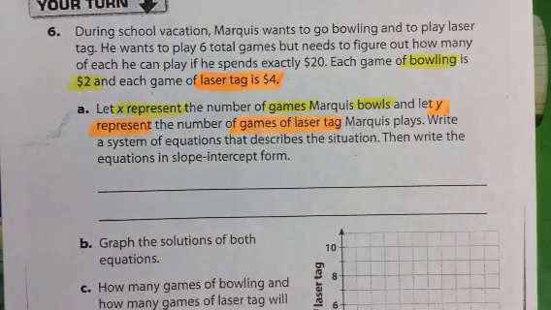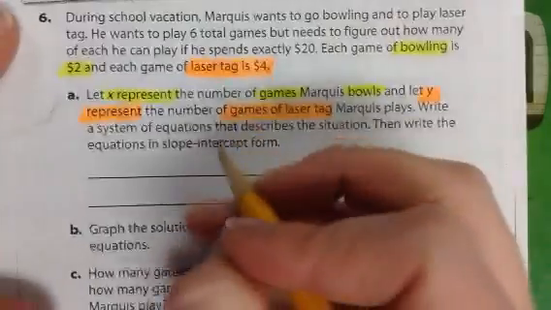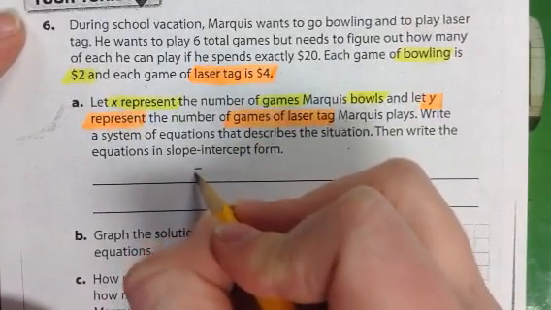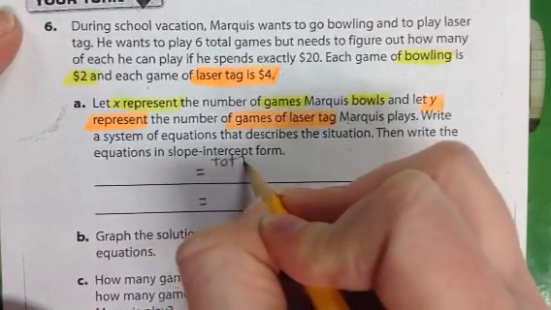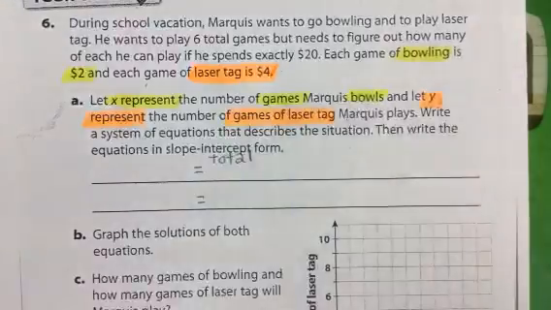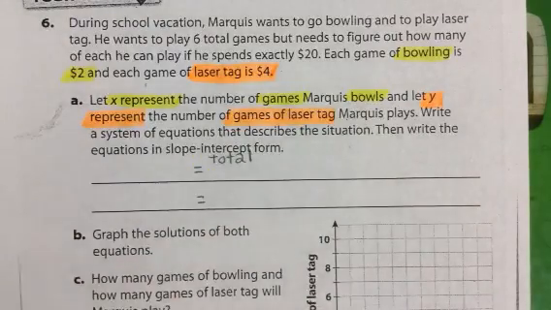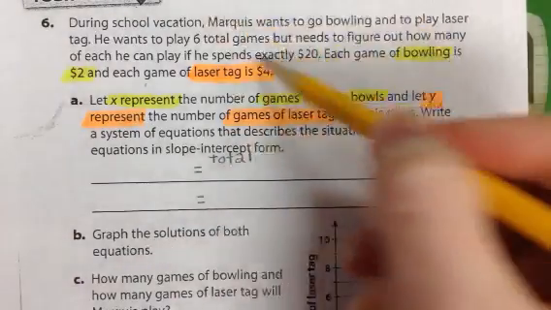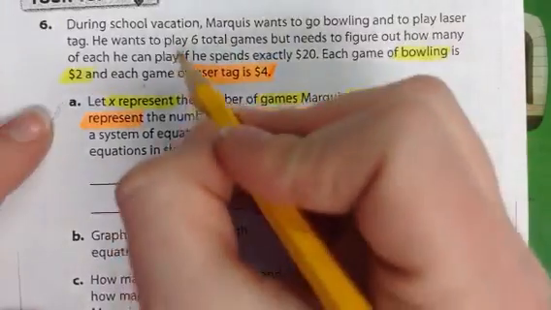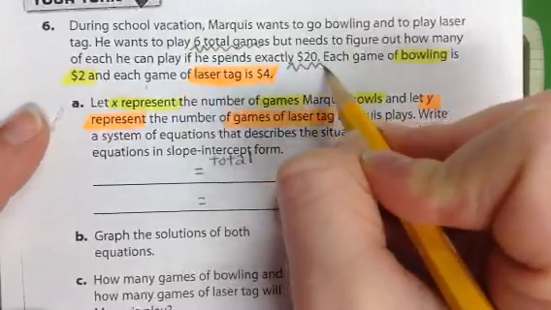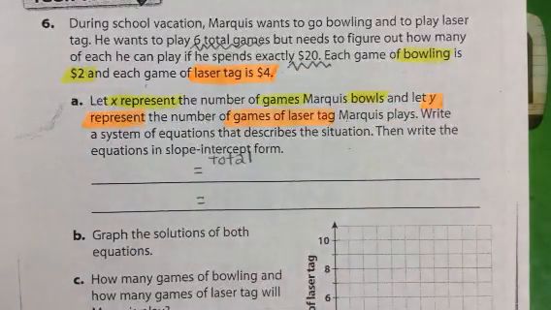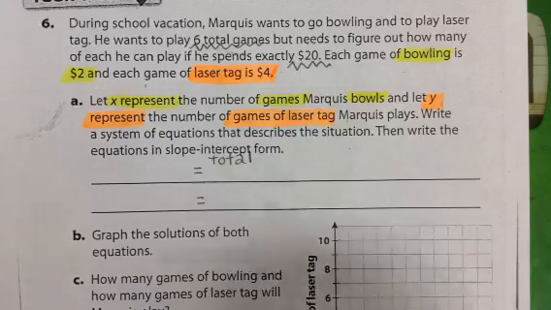To set up a system of equations, it's going to be helpful to put equals, and then over here you're going to need a total. So you have to go back and ask yourself, what were the 2 totals up here in the word problem? 6 total games, and he's going to spend a total of $20. That's going to help me write my 2 equations.